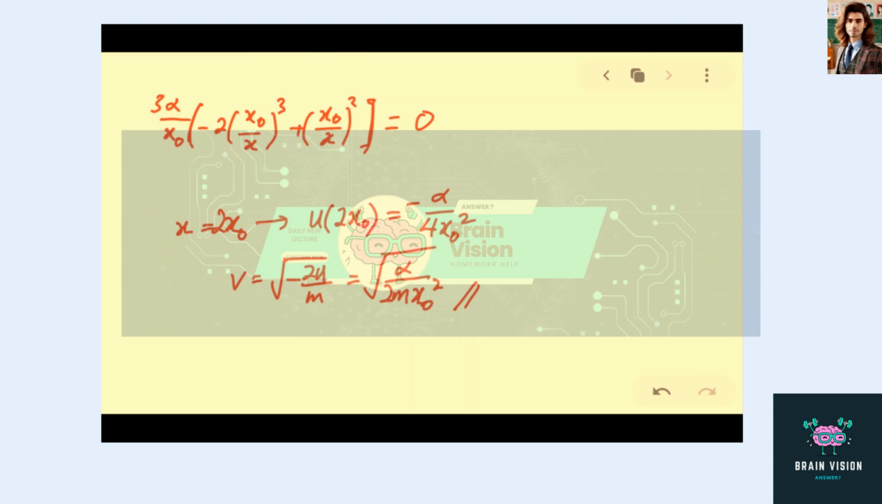Now to find the force at this particular point, we know that at this point dU/dx is 0. If you remember, the force due to a potential is negative dU/dx, which means that at this point with maximum velocity, the force must be equal to 0. So we don't have to do any calculation for this.